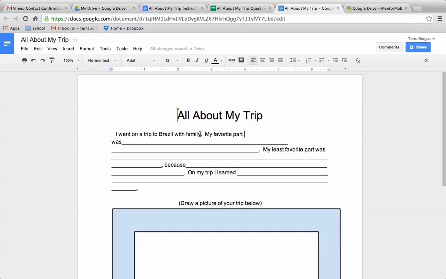What the paragraph says is, I went on a trip to, and you're going to write where you went on the trip, with, and who you went on the trip with, and then you're going to write your favorite part of the trip. My favorite part was eating delicious food, or my favorite part was going in the car ride, or whatever it is. However you got there, what you did when you were there, maybe you got something at the end, whatever it is.